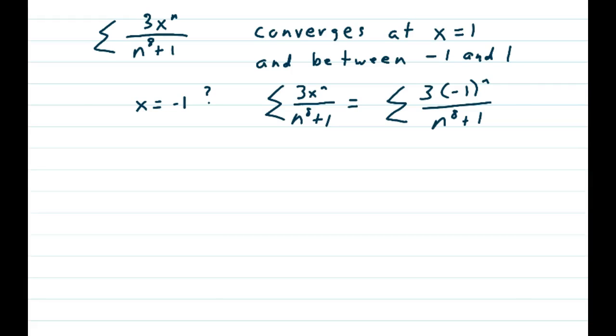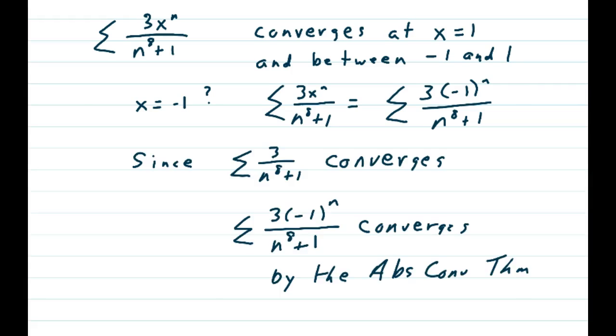So how about x is equal to -1? We take our 3x to the nth over n to the 8th plus 1. We change that x into a -1. We get the summation 3 times -1 to the nth over n to the 8th plus 1, which is an alternating series. Recall that the alternating series is always smaller than the positive series. So since 3 over n to the 8th plus 1 converges, the summation of the alternating series, 3 times -1 to the nth over n to the 8th plus 1, converges as well. And that's by the absolute convergence theorem.